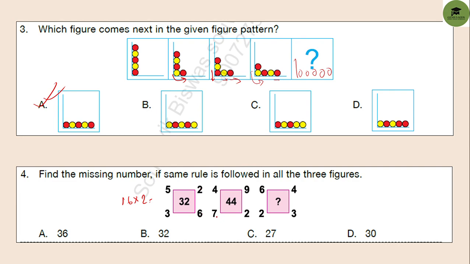Now let's see if the same thing happens for the next figure or not. So 7 plus 4 is 11, 11 plus 9 is 20, 20 plus 2 is 22. So 22 into 2 equals 44. So the relation is that we add all the numbers which are outside, and then multiply by 2, which gives the inner number. In the same way, it will be applicable for the third one also. So 6 plus 2 is 8, 8 plus 4 is 12, 12 plus 3 is 15. So 15 into 2 gives you 30. So here it will be 30. So option D is your correct answer.